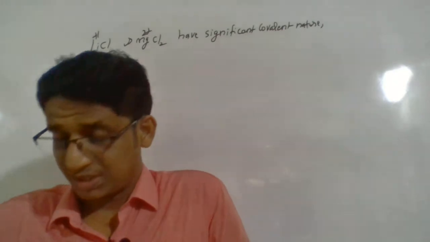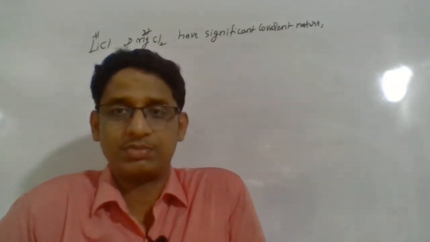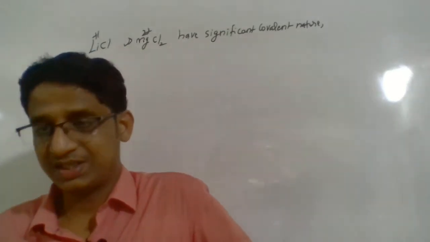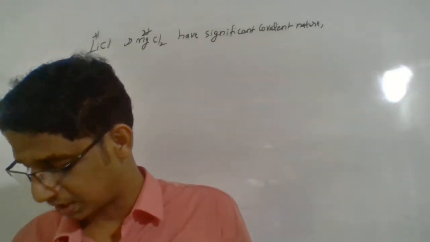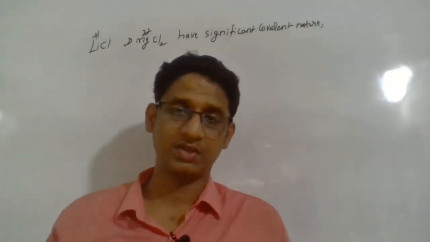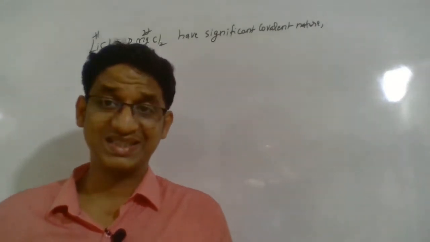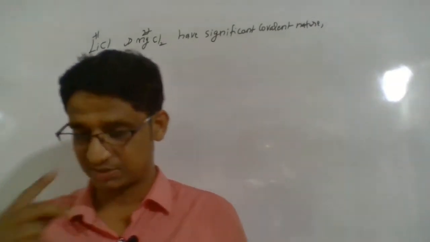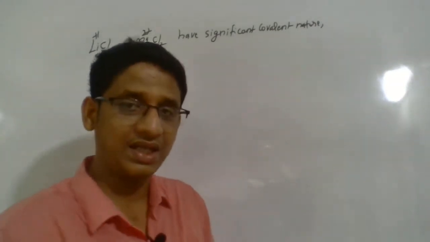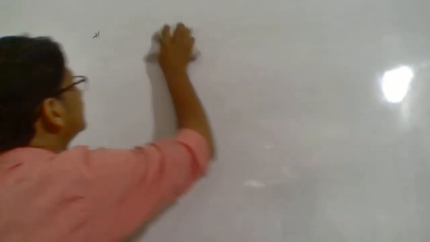Next, the carbonates are less stable because they decompose easily on heating to form corresponding oxides and carbon dioxide. And because of the high polarizing power of cations like Li plus and Mg2 plus, they have significant covalent character. Hence, they dissolve in organic solvents like ethanol. So that is the diagonal relationship with respect to lithium and magnesium.